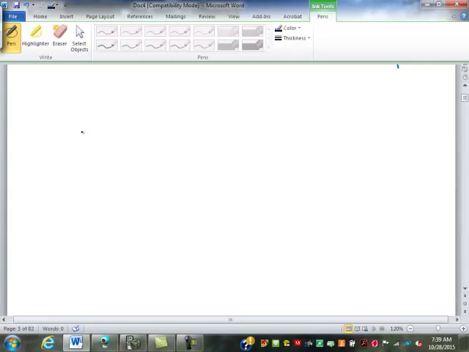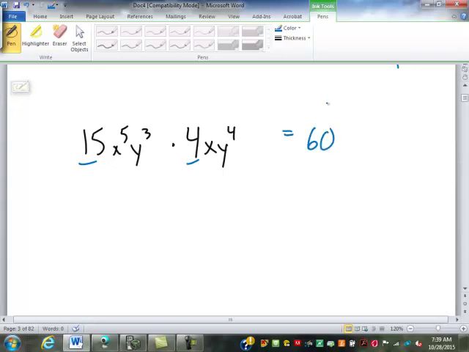What if we throw in something like this? We're just multiplying, so we combine the counts. What's 15 times 4? 60, right? And then we combine the names, but we do each name separately. So we've got x to the 5th times x is going to make x to the 6th. Remember, we treat that as x to the 1, so 5 plus 1 is 6. And then y to the 7th. Very good.